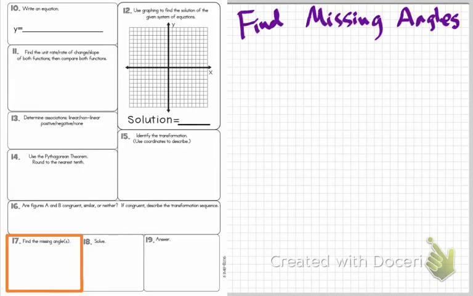Welcome to our tutorial for question 17 of our weekly review. Question 17 is asking us to find missing angles that are either in shapes or in a set of lines that we're going to be given.